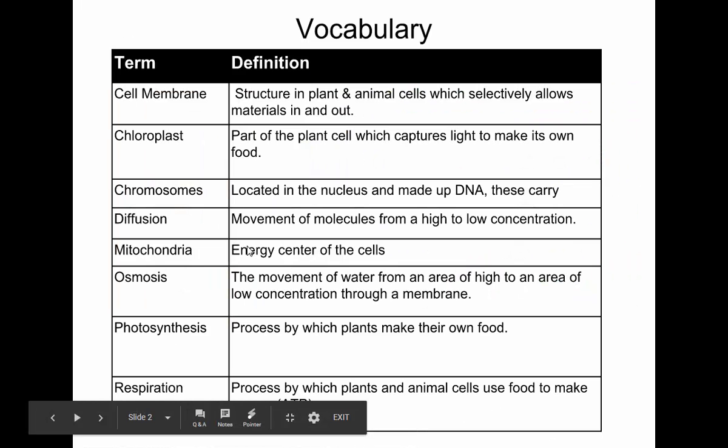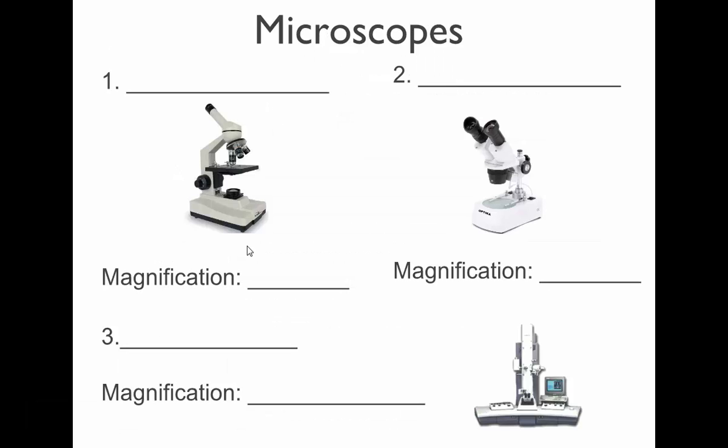So there's some vocab here for your reference later on. When we use the microscopes, we're going to use two of the types of microscopes. And the two types of microscopes we will use are this type and the type back here. So this one, the one we'll use more frequently.